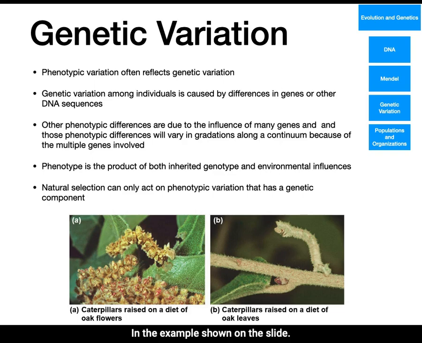In the example shown on the slide, the diet of the caterpillars has a dramatic effect on the phenotype. Here, it is important to note that the selection can act on this phenotype, and it can be very strong. But unless that selection is connected to an underlying genetic variation, there will be no evolution.